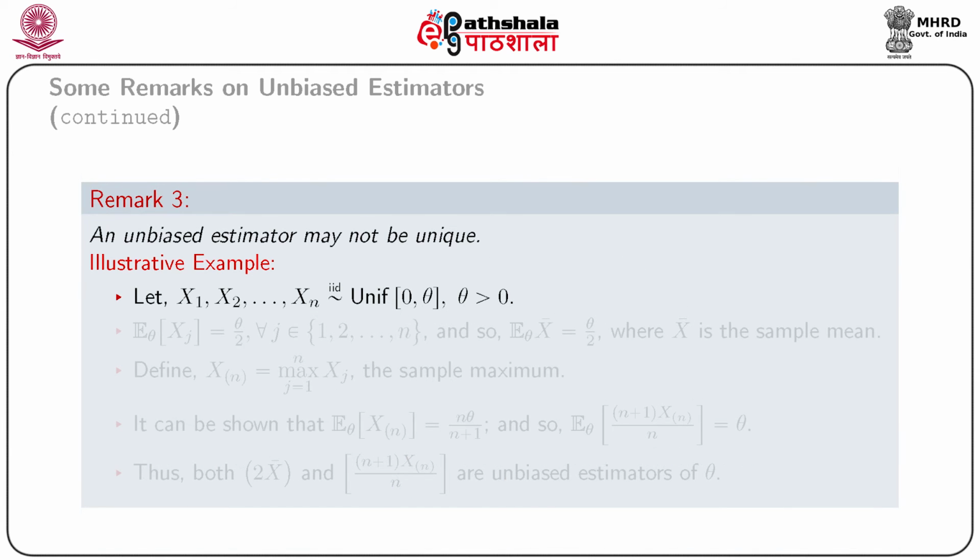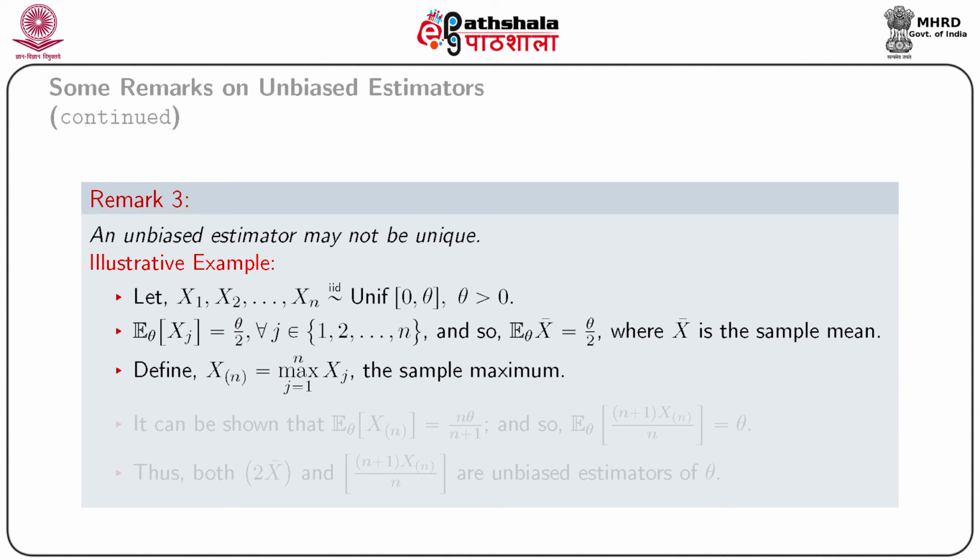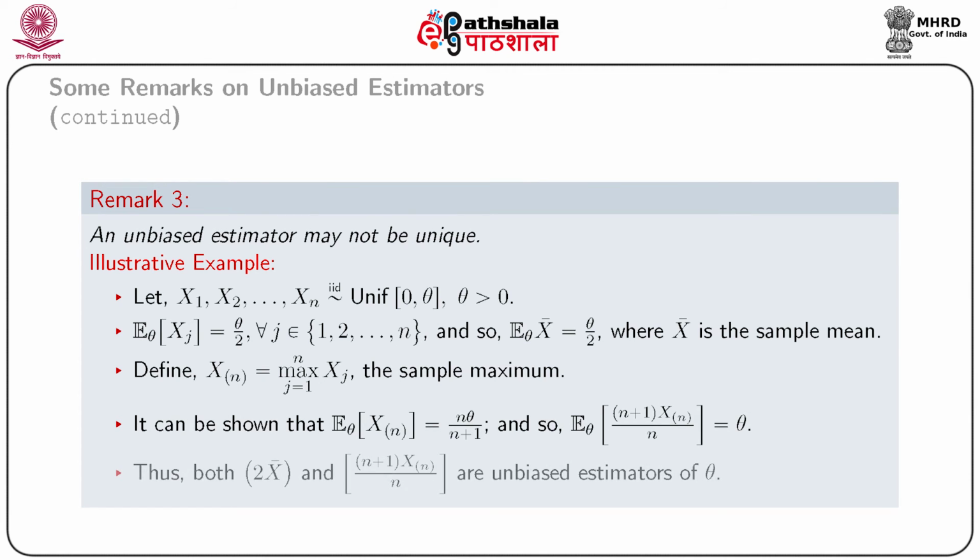The next drawback is an unbiased estimator may not be unique. Consider the following example. Suppose Xi follows IID rectangular (0, theta), i from 1 to n, independently. Now, if we define X bar equal to 1 by n summation i from 1 to n Xi, then expectation of X bar equals theta by 2 for all theta, and hence expectation of 2X bar is equal to theta. Therefore, 2X bar is an unbiased estimator of theta.